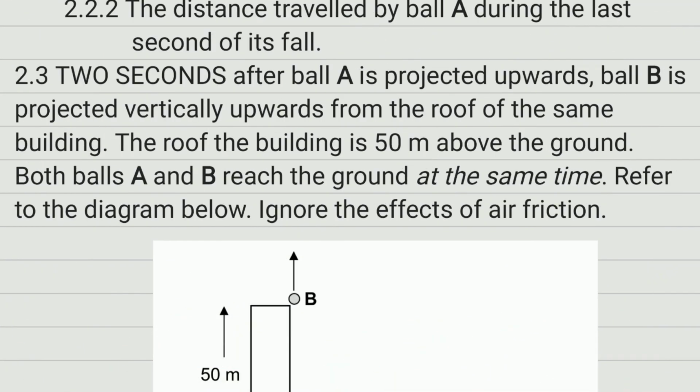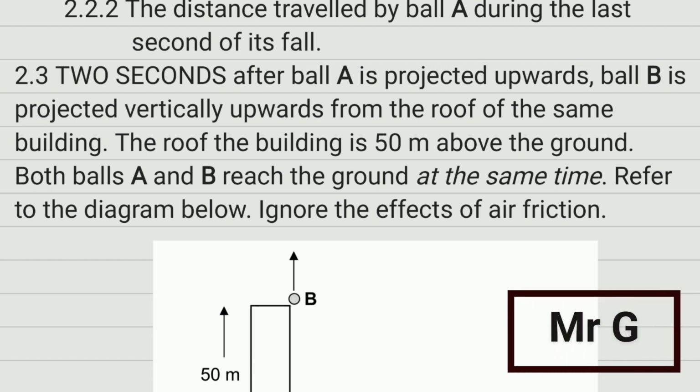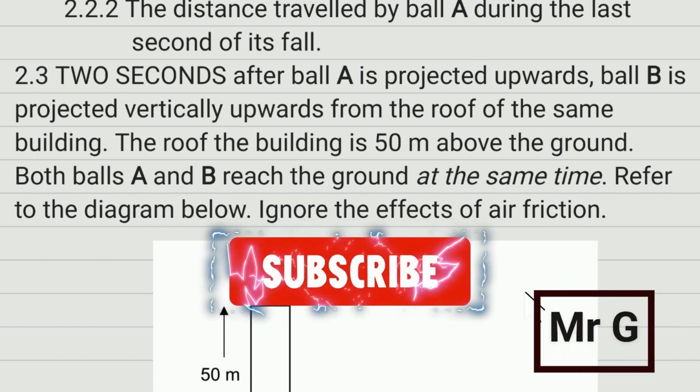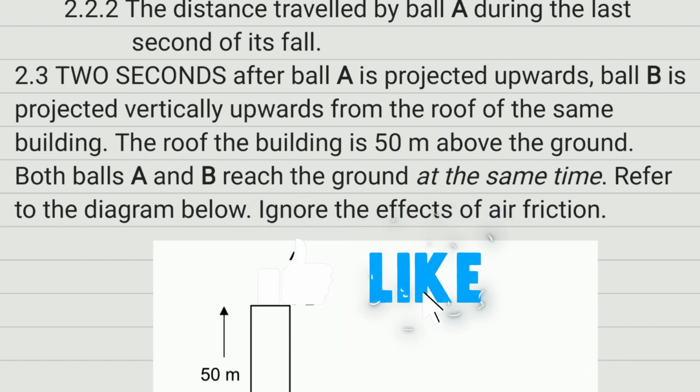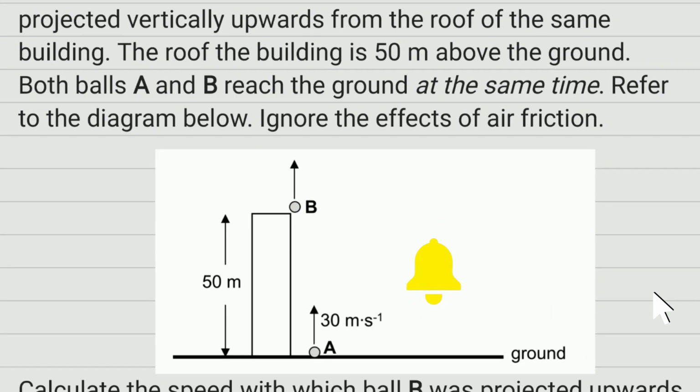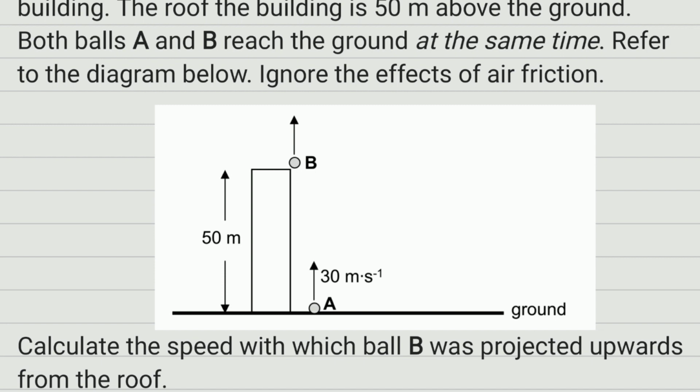2 seconds after ball A is projected upward, ball B is projected vertically upward. Alright? So they have a 2 seconds difference in their time, and they're going to reach the ground at the same time. So that is important to know. Let's look here. When this ball is being projected upward, eventually it's going to go all the way to the ground. Vertically upward, so please have that in mind.